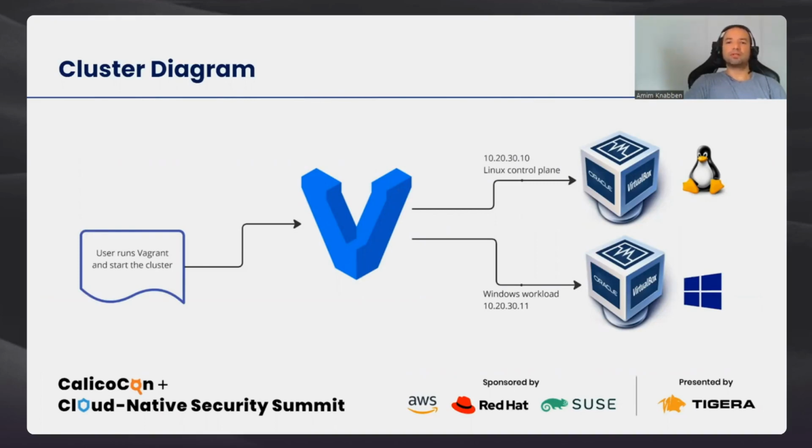So the first one is 10.20.30.10, and this is the Linux control plane. This installs all the control plane components like API server, scheduler, and controller managers. The second node is the Windows workload. The Windows workload runs on 10.20.30.11. And this IP exists on an internal private network between the nodes.